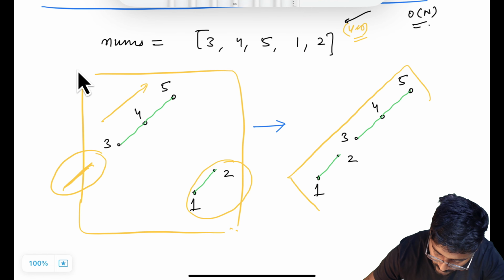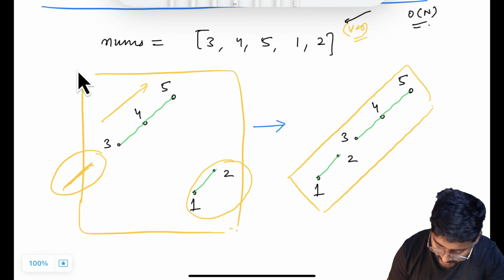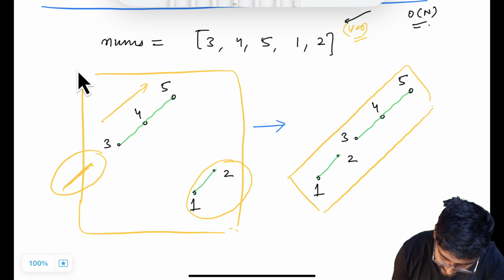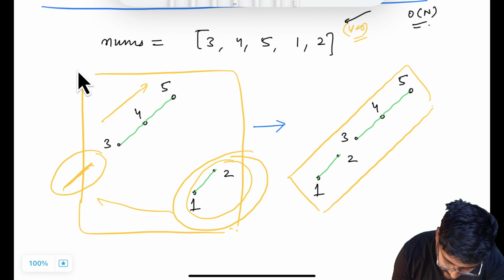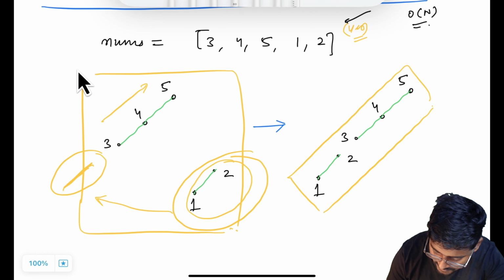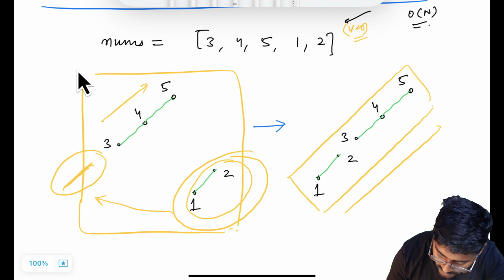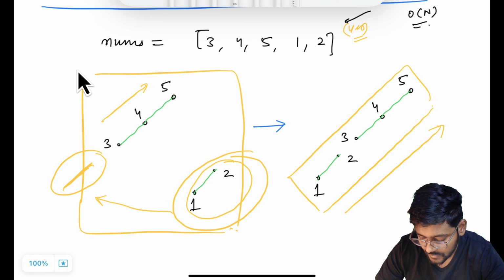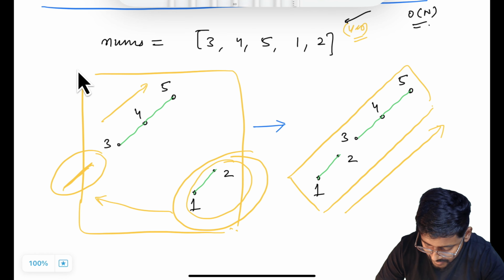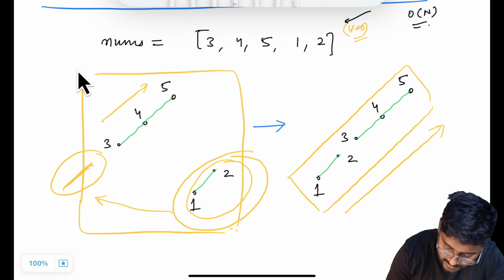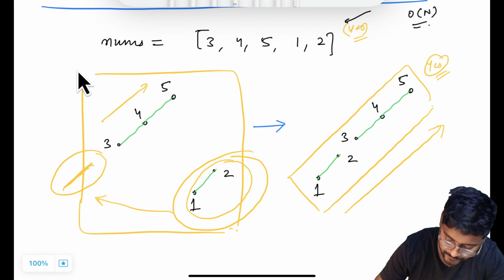If we are able to form this kind of structure, that if I just pick this element and move it to the initial position, it will look like this. It is able to form a single linear array. Then it is fine. Then it means that this is a valid one.